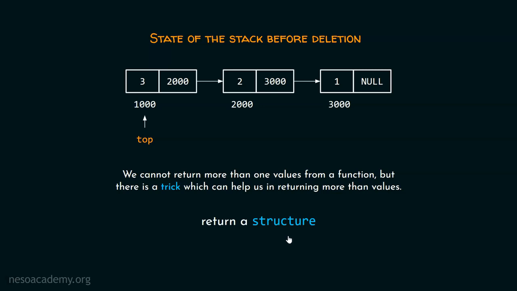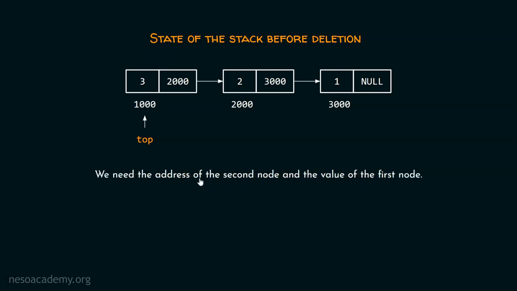We can think of a structure as a user defined type which consists of multiple types, right? We want to return the address as well as the value. Therefore, we can return a structure from the function. We need the address of the second node, that is this address, and the value of the first node. Why can't we return the first node to the caller? You can see over here that we have the value of the first node in this node and we have the address of the second node in this node as well. Therefore, we can return this whole node back to the caller from the pop function.